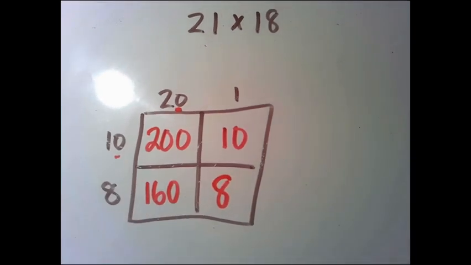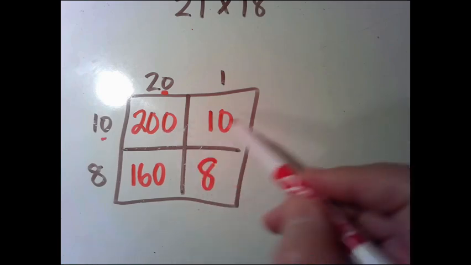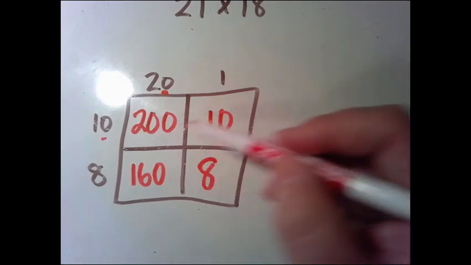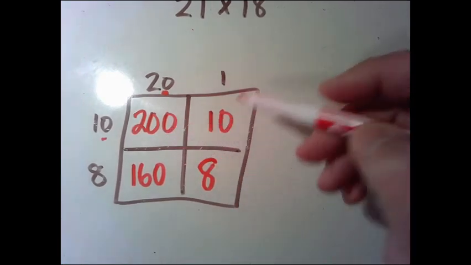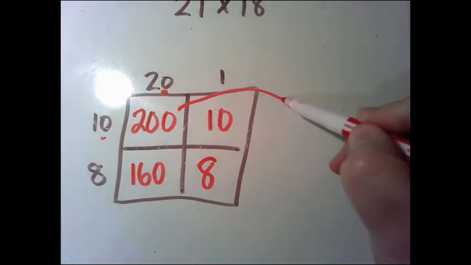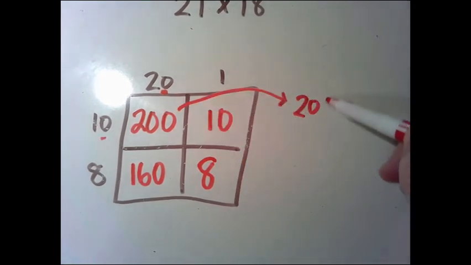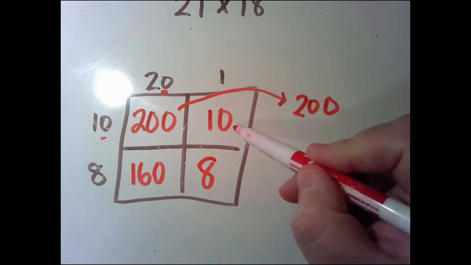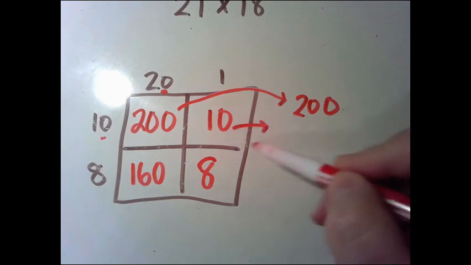Then, once we have all our squares filled out, we got to take our squares and add them. These are called the partial products. So I'm going to take my 200, and I'm just going to put it here. Take my 10, and it doesn't really matter what order you do these in.